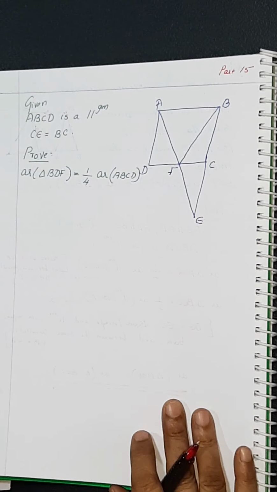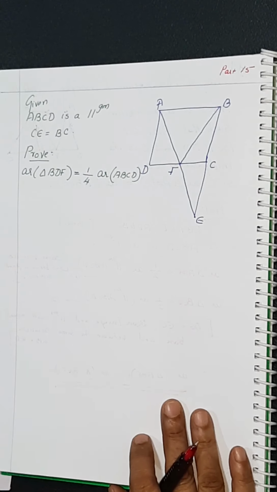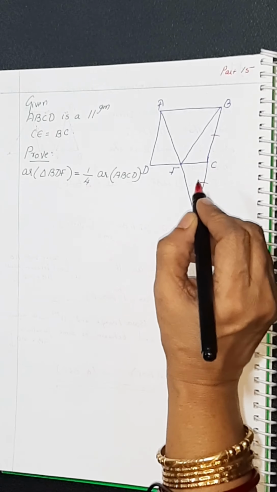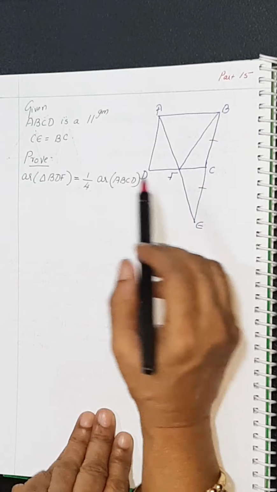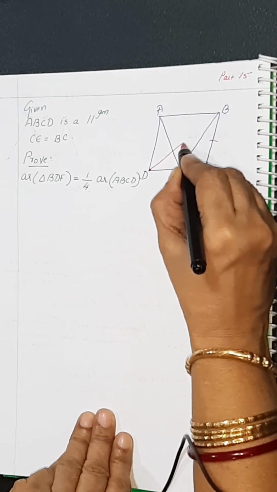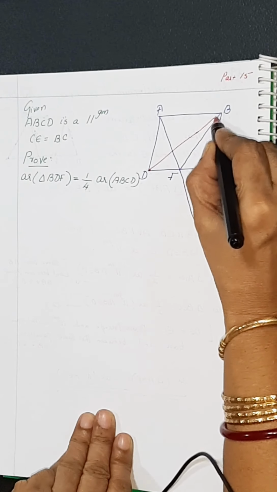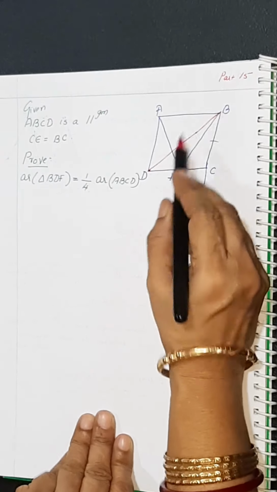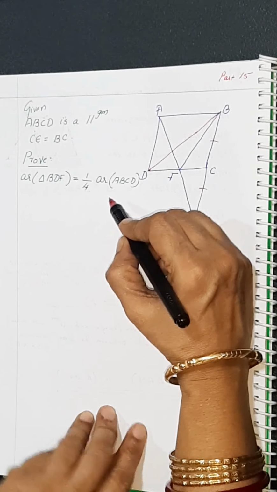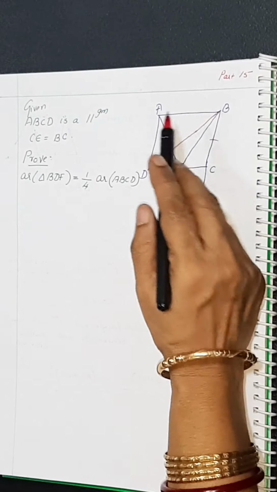Here it is given ABCD is a parallelogram and CE is equal to BC. So these two are equal. Now we have to prove area of triangle BDF. So we will join this. This is a diagonal BD. Area of triangle BDF is 1/4 of area of ABCD.